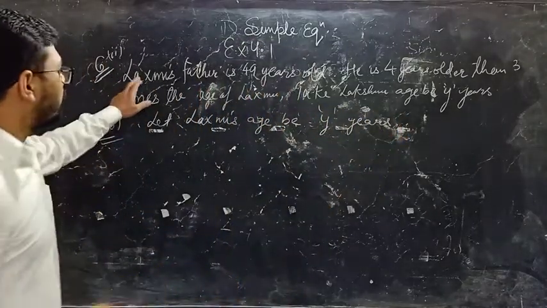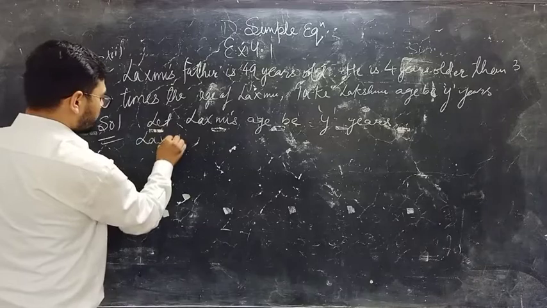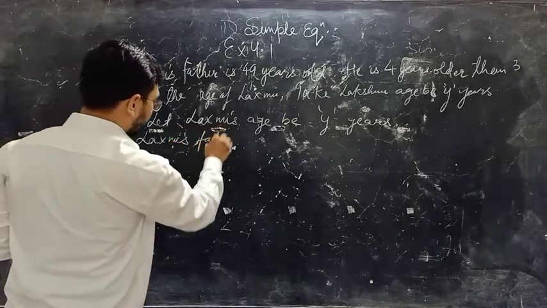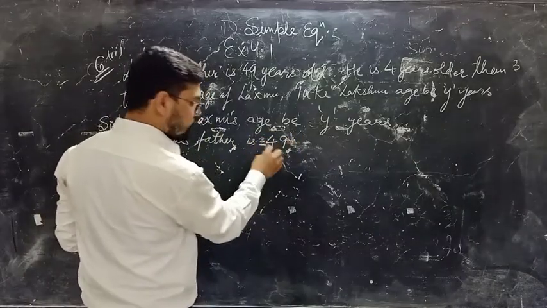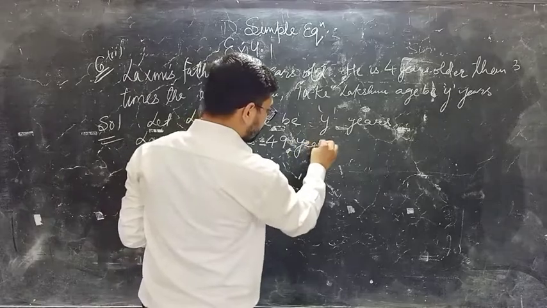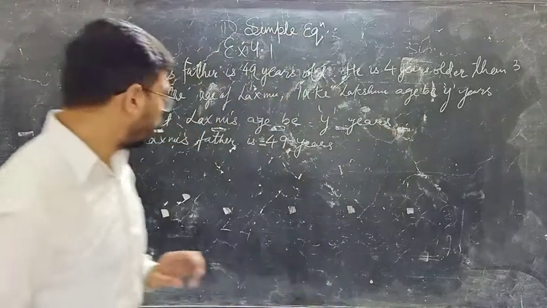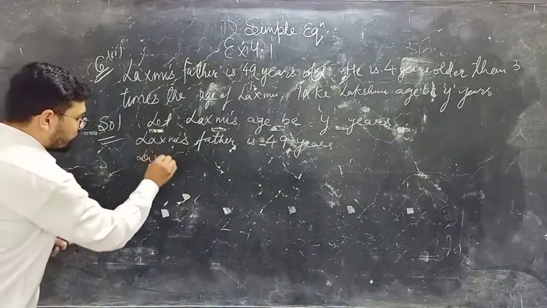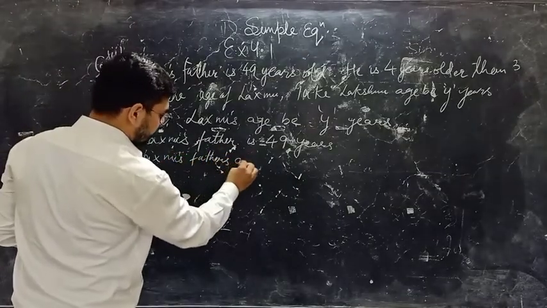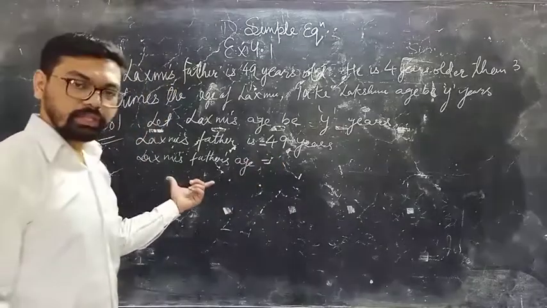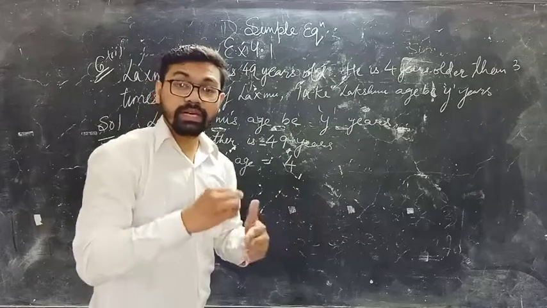Okay, now Lakshmi's father is 49 years old. Lakshmi's father is equals to 49 years. Okay, so this is the condition given in the question itself. Now he is 4 years older. Okay, Lakshmi's father's age is equals to, जो लक्ष्मी के फादर की एज है वो कितनी है बेटा? 4 years older. 4 years older, that means 4 years बड़े हैं ना उनसे.